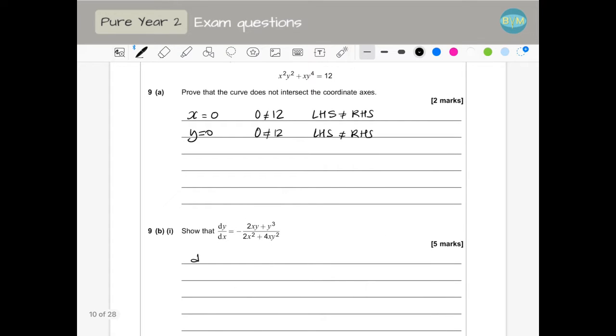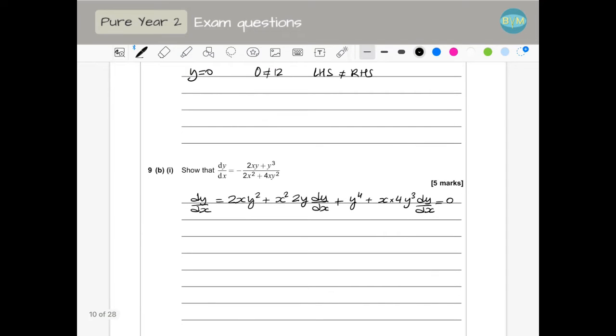So 2x multiplied by the second one, then plus the first one multiplied by the derivative of the second one. When I use implicit differentiation, I'm going to differentiate y, so I have 2y, but then I'm going to multiply by dy by dx. And then the second one I'm going to do the same. I differentiate the first one, so 1 multiplied by the second one, plus I don't differentiate the first one, but differentiate the second one, so times 4y to the power of 3 dy by dx. And the derivative of 12 is 0.